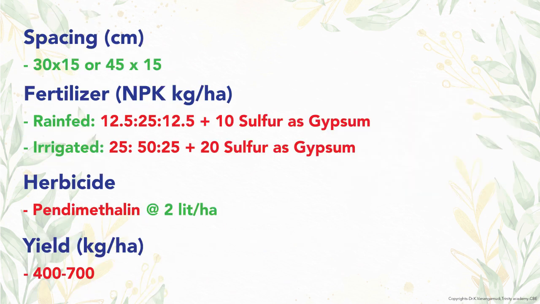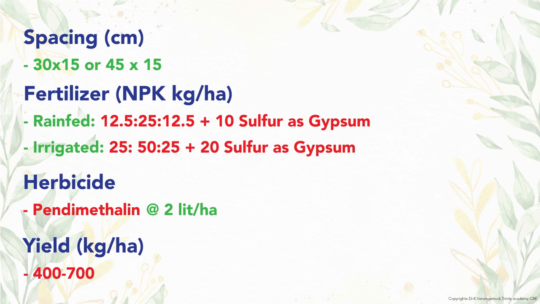The spacing for cowpea is 35 by 15 and 45 by 15 centimeter depending upon the varieties. For the rain fed crop, the fertilizer recommendation is 12.5, 25 and 12.5 kilogram NPK per hectare along with 10 kg sulfur. While for irrigated crop, 25, 50, 25 N, P and K and 20 kg of sulfur is applied. To control weeds, pendimethalin is sprayed at the rate of 2 liters per hectare. Cowpea yield is also low and it recorded 400 to 700 kilogram of seeds for 1 hectare.